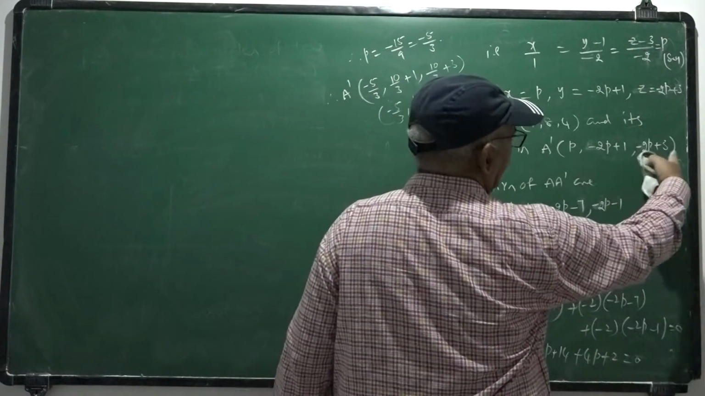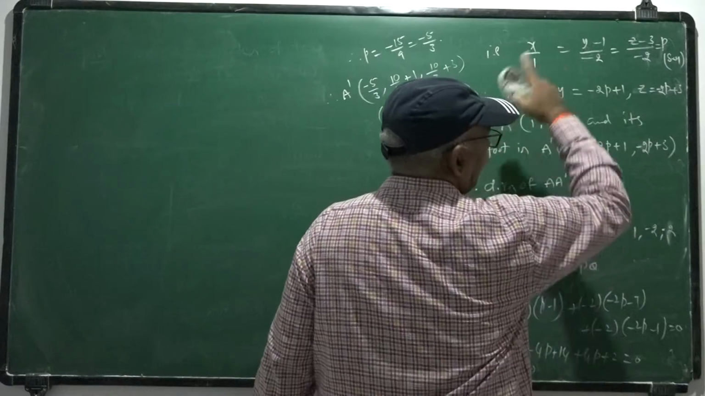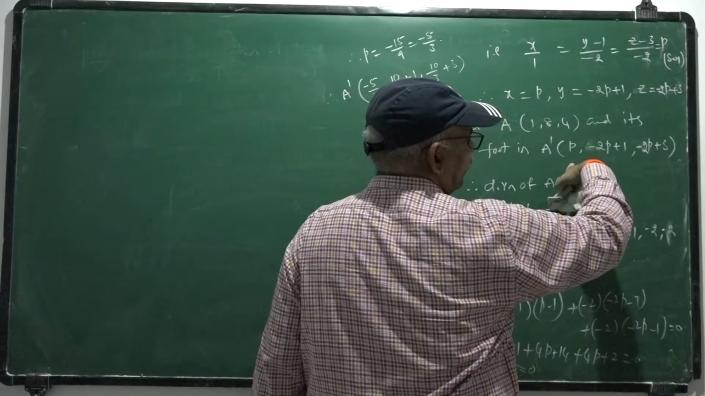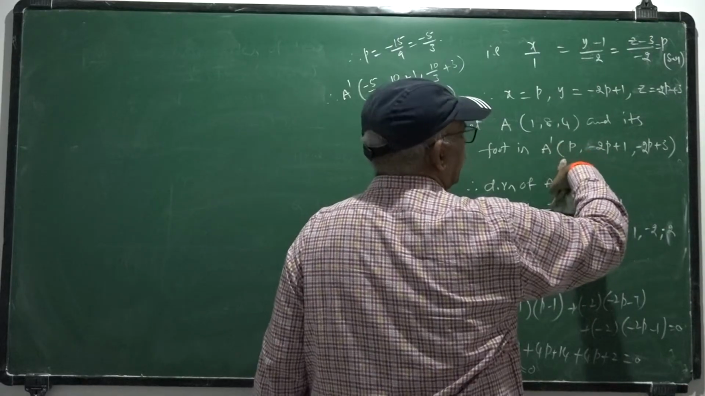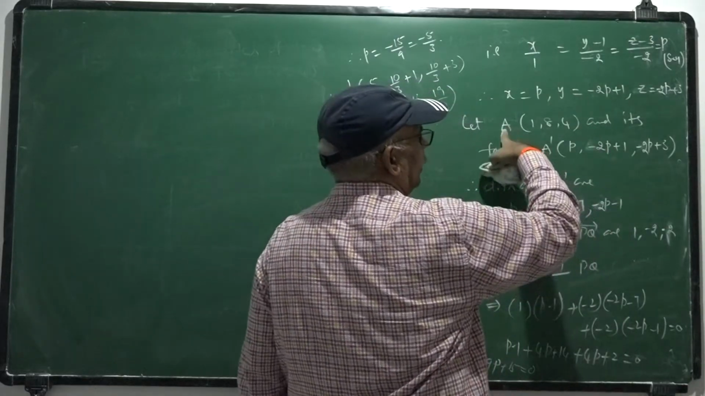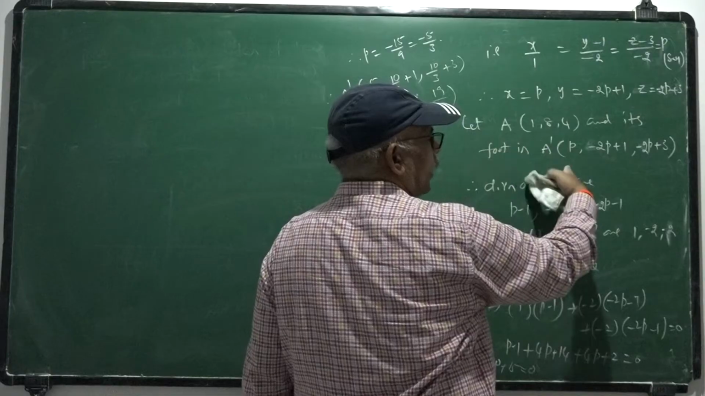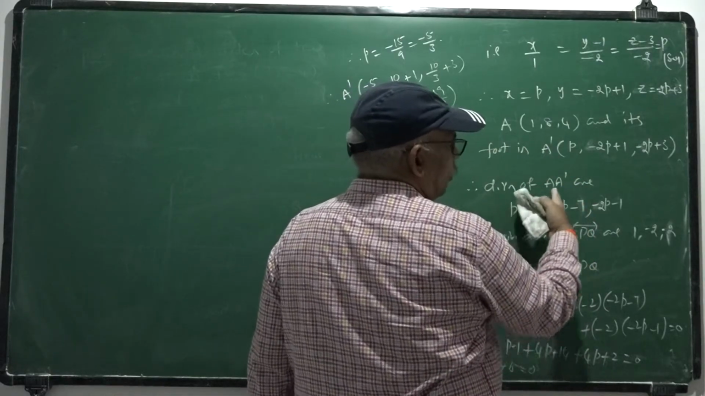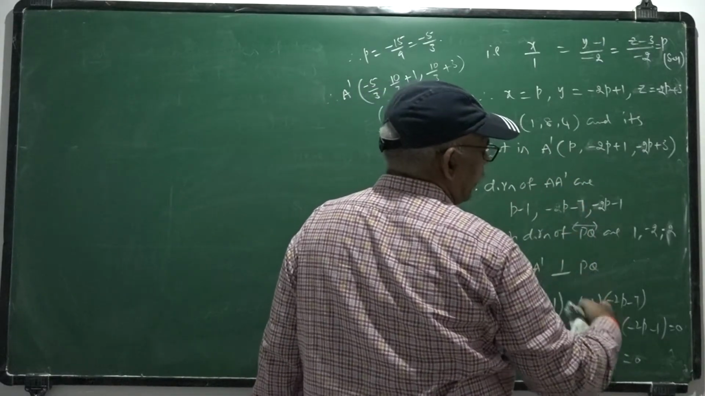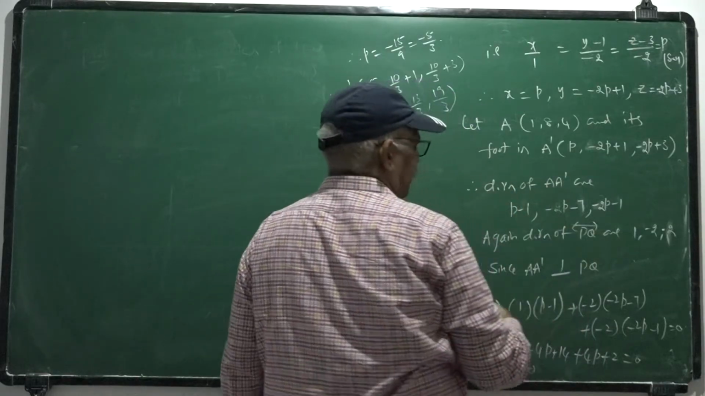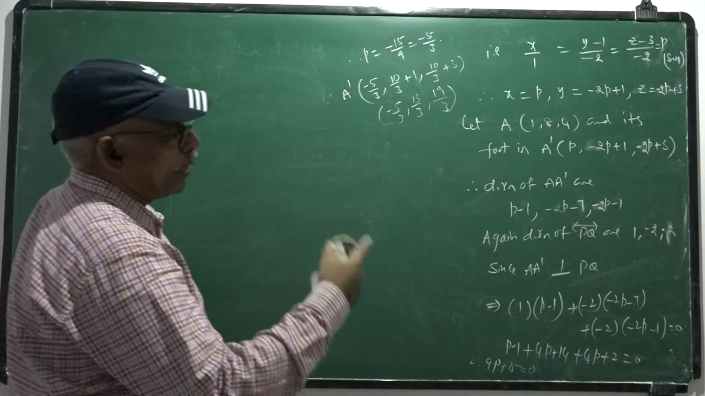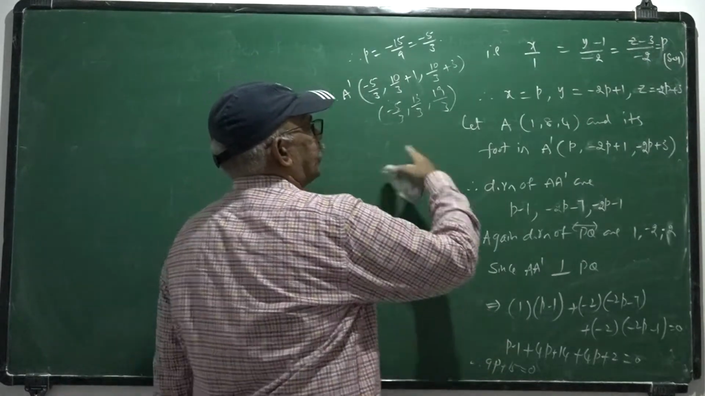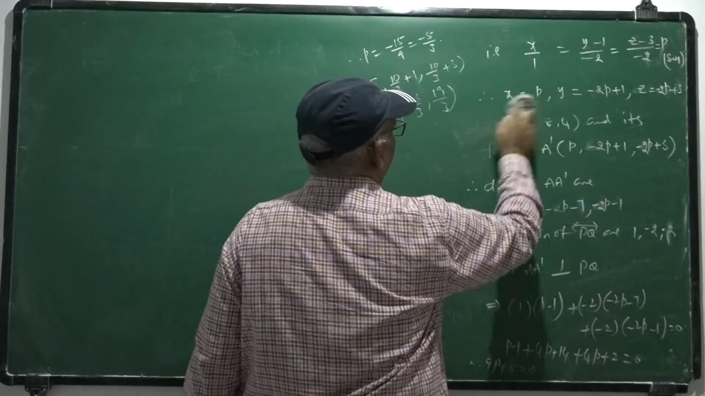Initially, find the general point in terms of P from the equation of the line. Based on that general point, assuming it as the foot of the perpendicular, find the DRs of AA dash, which is perpendicular to PQ. Hence, the sum of the products of the DRs of the lines PQ and AA dash is 0. Based on that, you can get P.